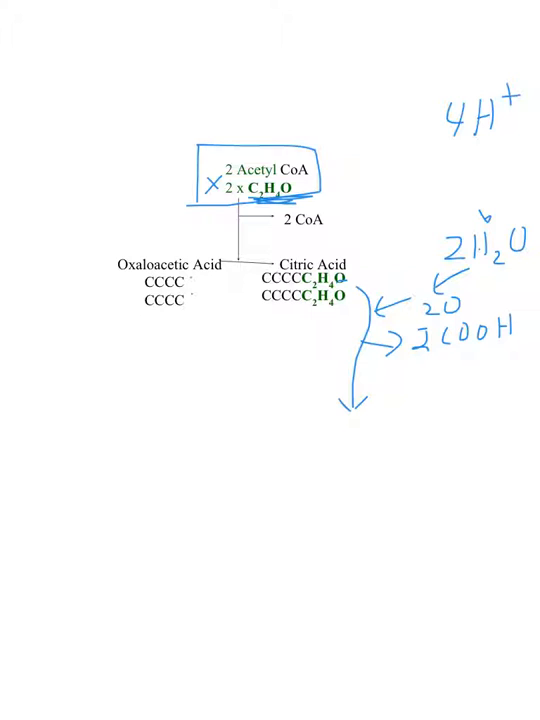Anyway, now we've got our CO2 group. We can go ahead and oxidize this, and we'll end up with 2 CO2s and a couple of hydrogens. The hydrogens can get picked up by NAD, and bam, we get NADH.